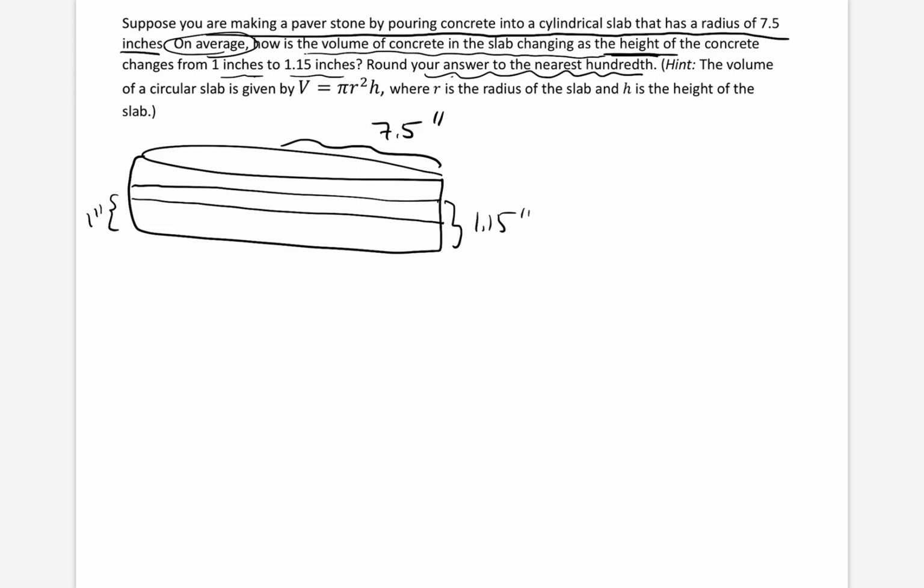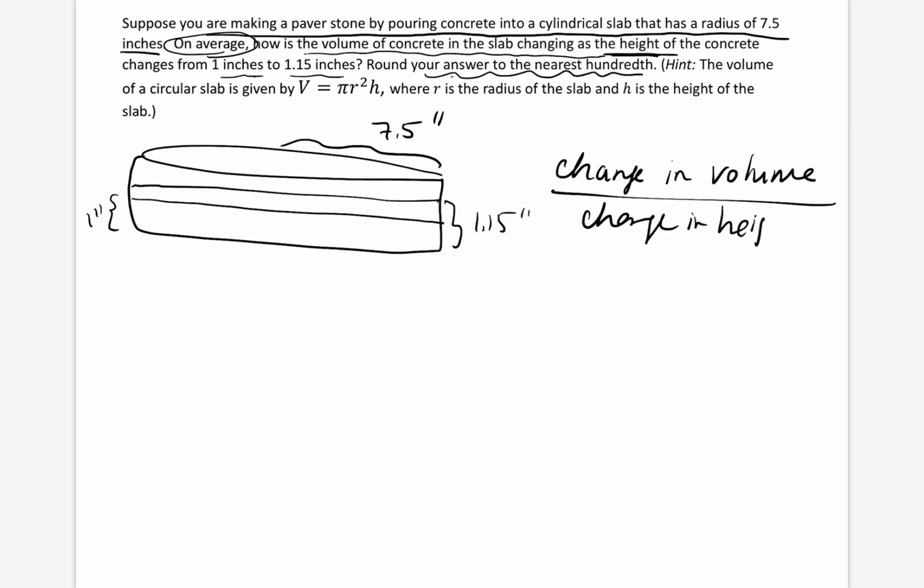So we're talking about on average how the volume is changing as the height of concrete changes. So what we're going to want to know is the change in the volume of the concrete in the slab over the change in the height of the concrete in the slab. Well, the height goes from 1 to 1.15 inches. So our change in height is 1.15 minus 1.